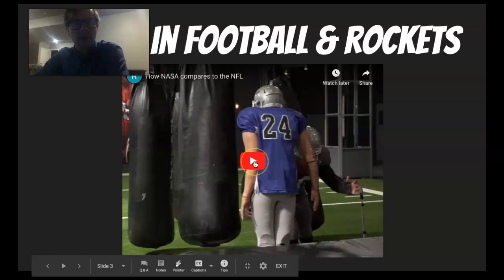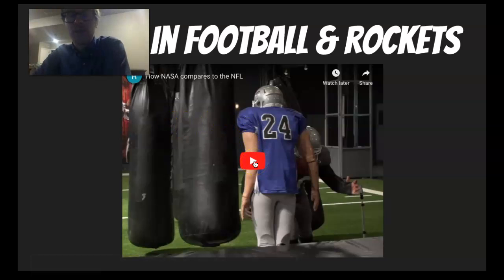First, let's see a little bit of introduction about forces in football and rockets, right? Interesting comparison. Two fascinating things that have very different forces.